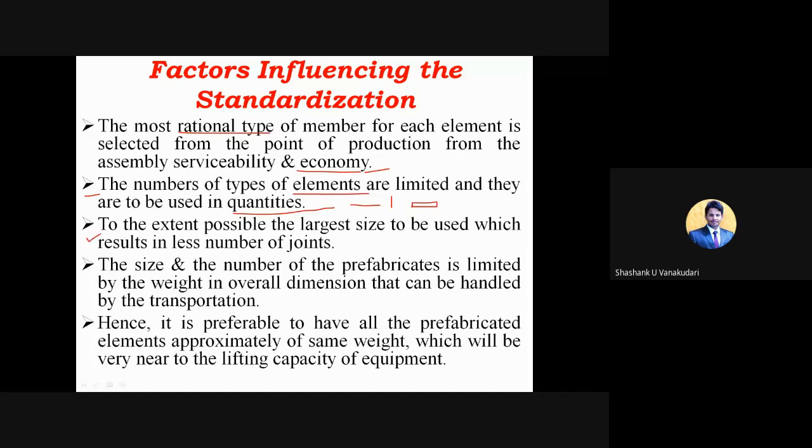And then to the extent possible the largest size is to be used, which results in fewer joints. So in this case they need to provide the largest size of the members without dividing them into a number of sections, because when you divide them into a number of sections and manufacture them, the weight carrying capacity might be reduced. A whole structure or largest size requires a larger capacity of cranes just to erect it, and we even need to provide a lot of care for these members.